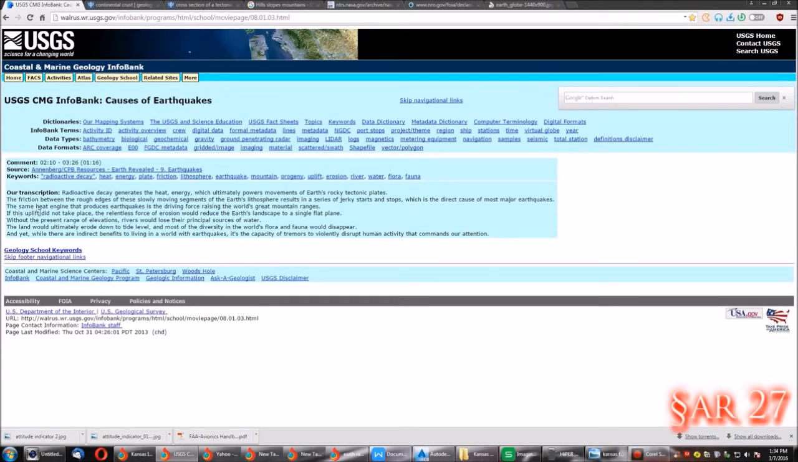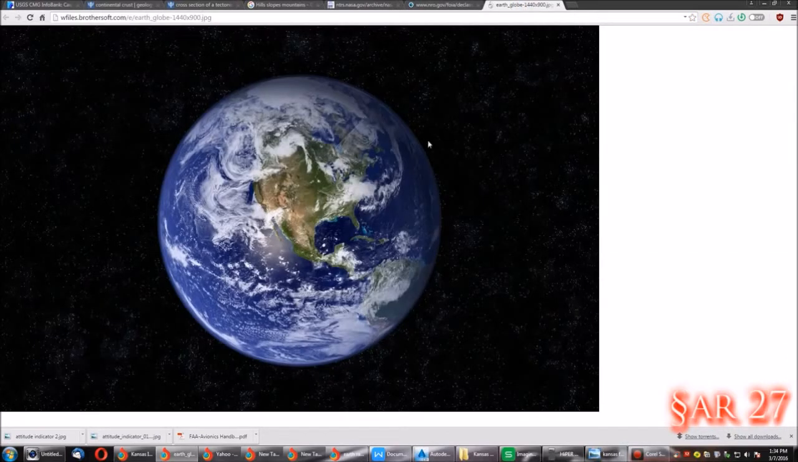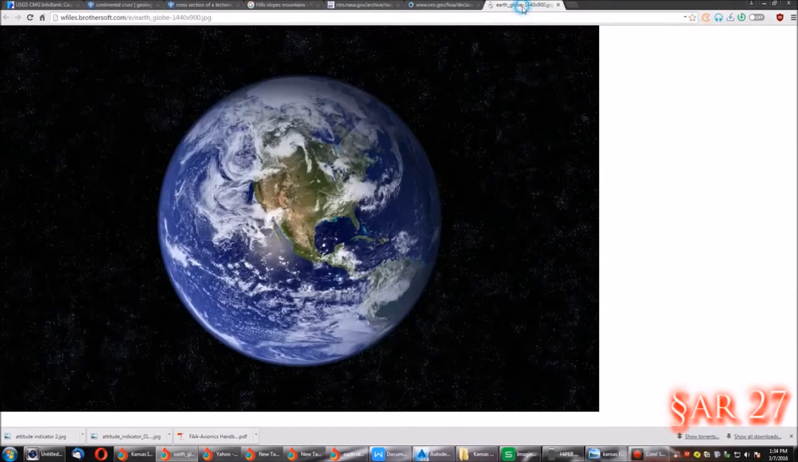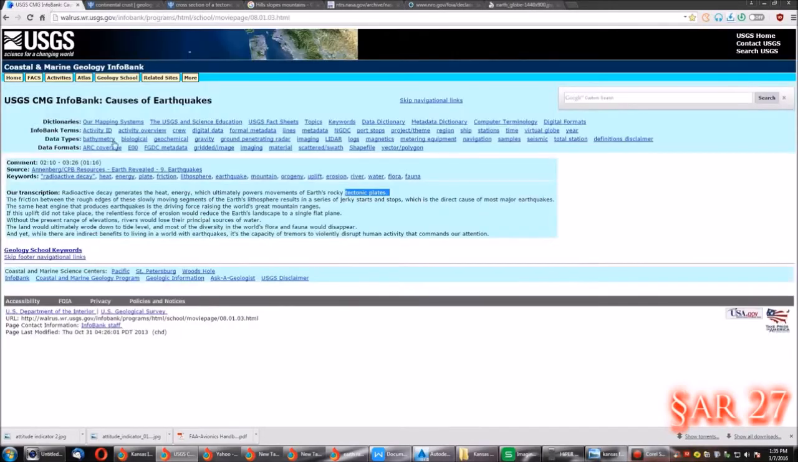And the same heat engine that produces earthquakes is the driving force raising the world's great mountain ranges. If this uplift did not take place, the relentless force of erosion would reduce the Earth's landscape to a single flat plain. Now that's where it becomes quite an issue for the globe model, because the globe model is a ball. Now how can a ball become a single flat plane because of tectonic plates not working? You see, folks, the information is out there and the people just deny it.